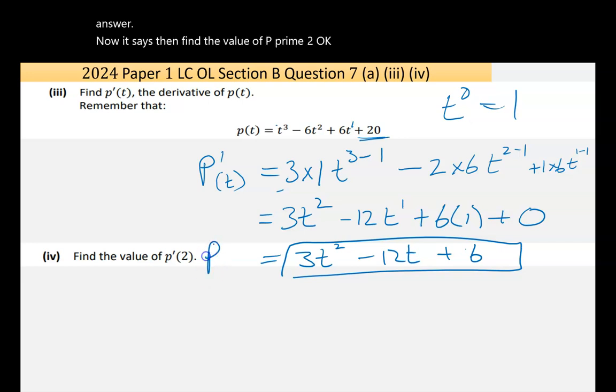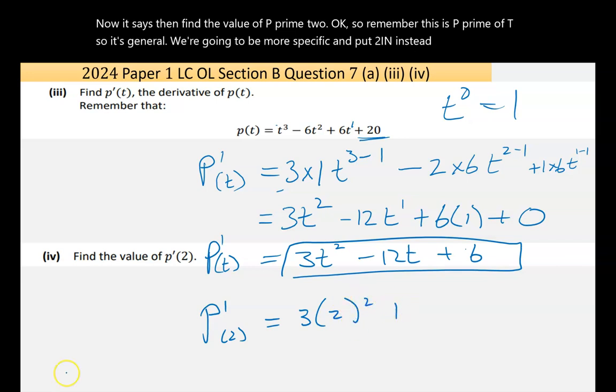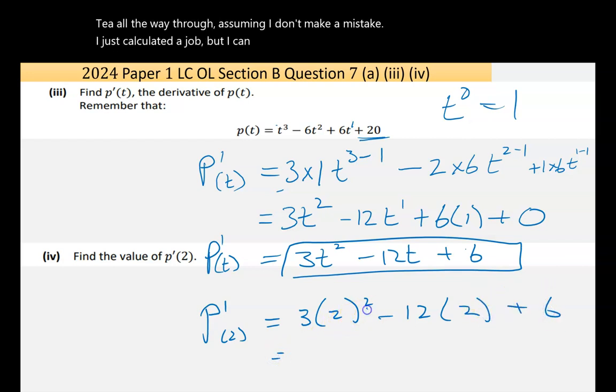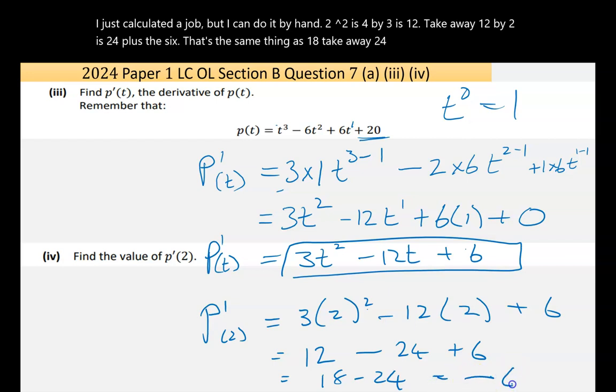Now it says then find the value of p prime 2. Okay, so remember this is p prime of t, so it's general. We're going to be more specific and put 2 in instead of the t all the way through, assuming I don't make a mistake. Now that's a calculator job, but I can do it by hand. 2 squared is 4, by 3 is 12. Take away 12 by 2 is 24, plus the 6. That's the same thing as 18 take away 24, which is negative 6.